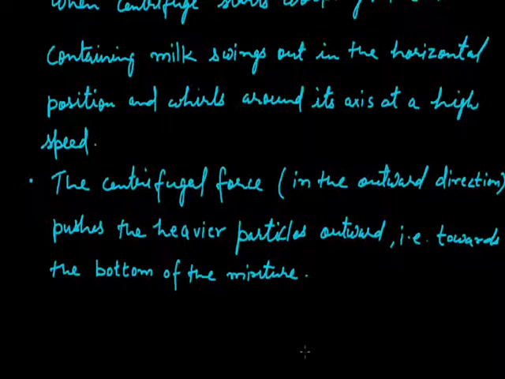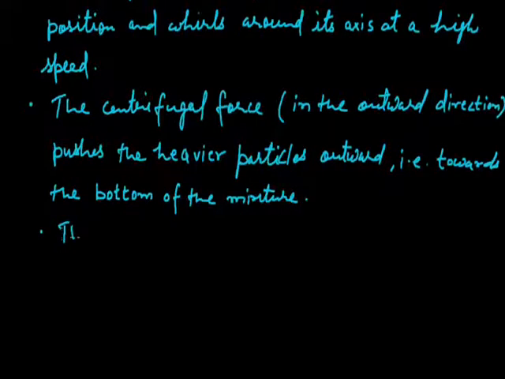Hence the heavier particles of substances like proteins, carbohydrates, etc. are pushed towards the bottom of the test tube, but the lighter particles of the fat stay near the top of the tube and hence separate.